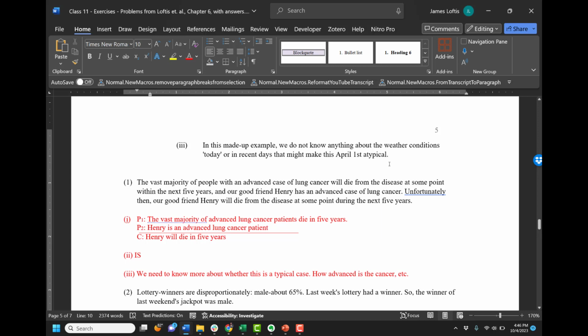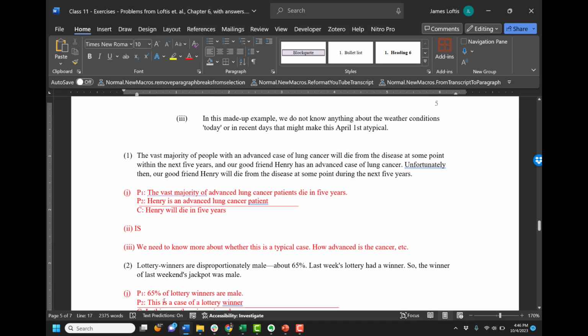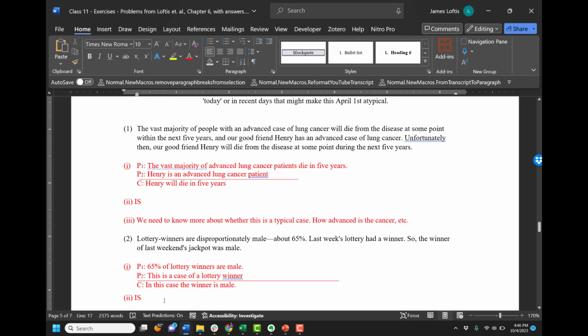Okay, number 2, lottery winners are disproportionately male, about 65%. Oops, that punctuation is screwed up. We want that. There we go. Last week's lottery had a winner, therefore the winner of last week's lottery jackpot was male. So 65% of lottery winners are male. This is a case of a lottery winner. Here's a lottery winner. In this case, the winner is male.